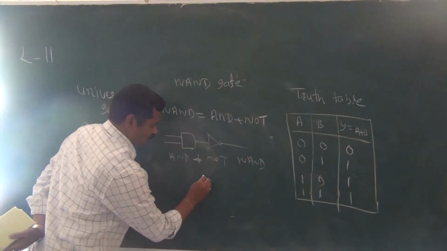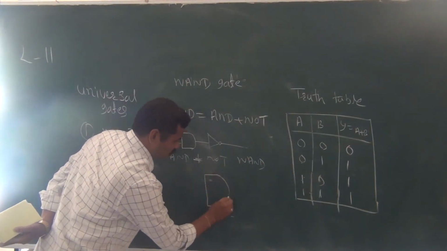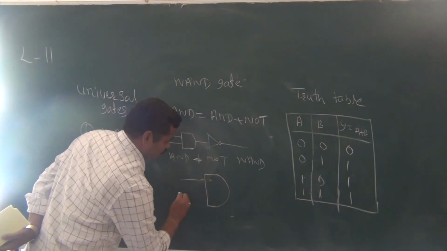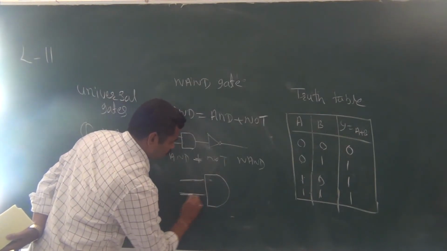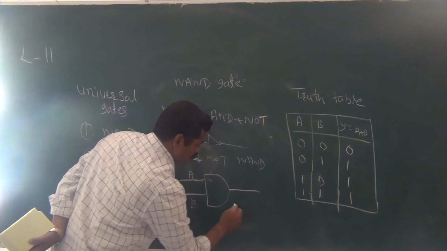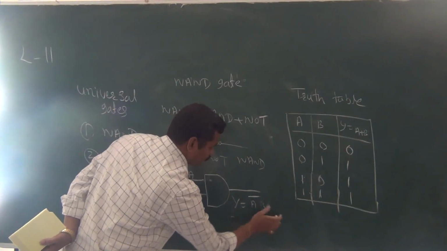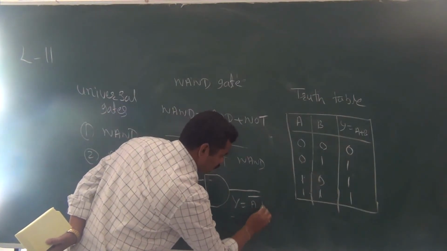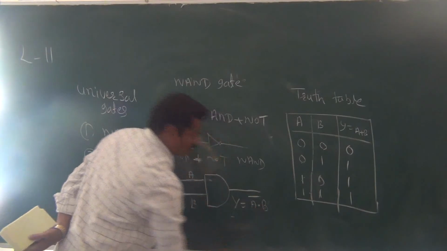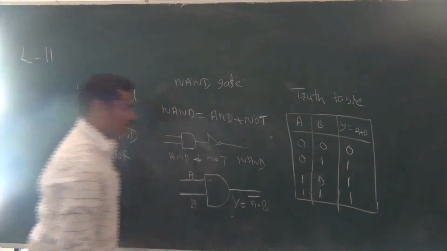And the symbol of NAND has a bubble at the output. It is similar to the AND, but with a bubble. That bubble is because of the NOT. With inputs A, B, Y is equal to (A dot B) bar. The bar is because of the NOT gate. This is about the importance of the NAND gate.